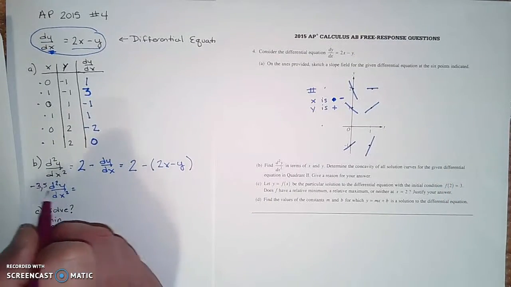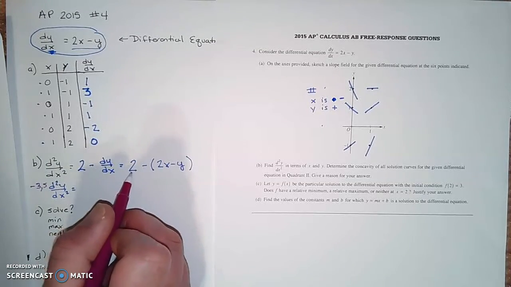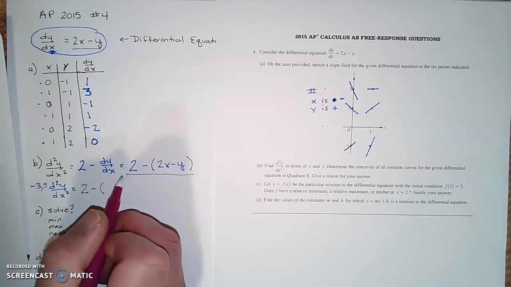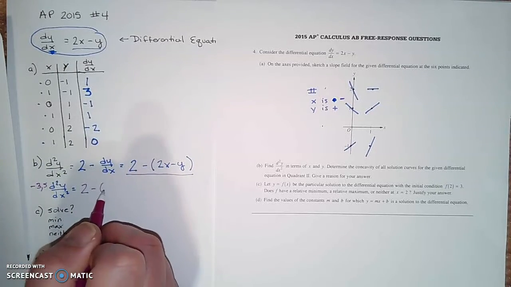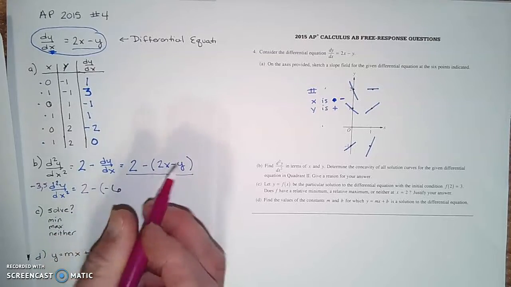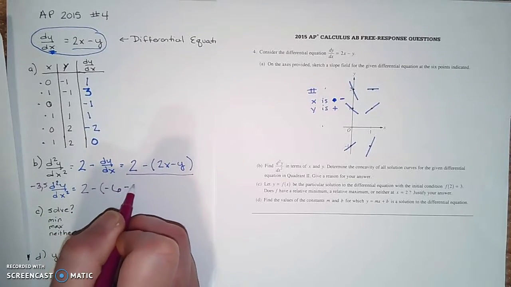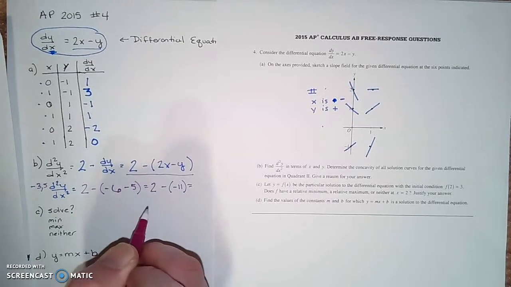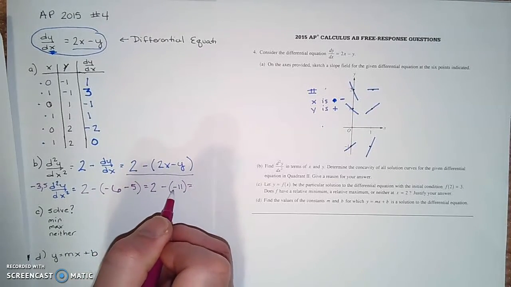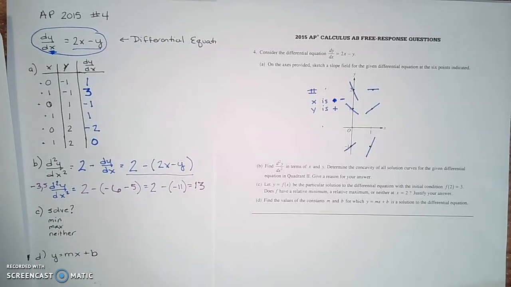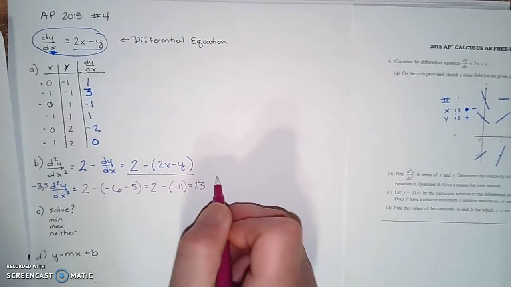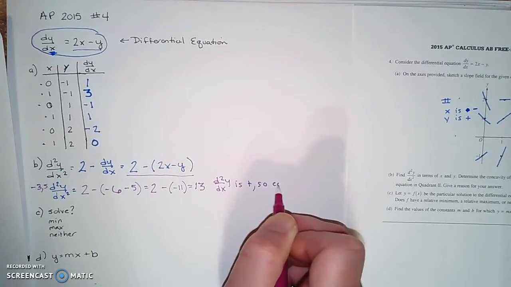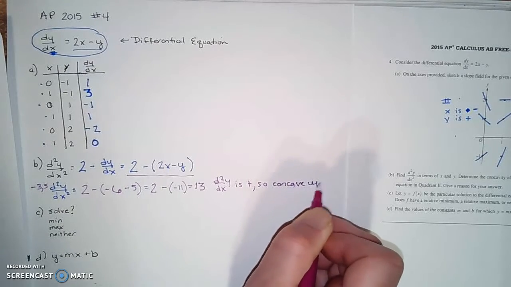Let's fill those numbers in. So for negative 3, 5, the second derivative would be this statement right here, which would be 2 minus, negative 3 times 2 is negative 6, minus 5, which equals 2 minus negative 11, which equals 13. Okay, so in quadrant 2, d squared y over dx squared is positive. So concave up.